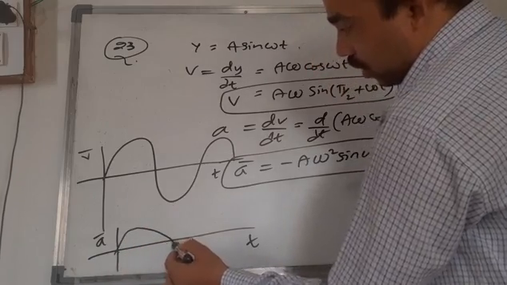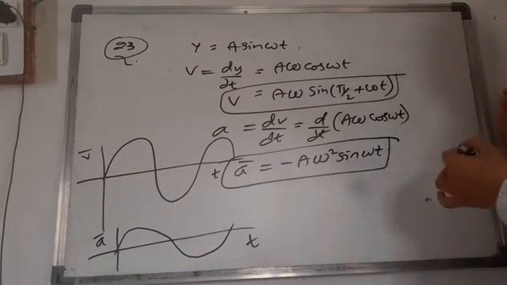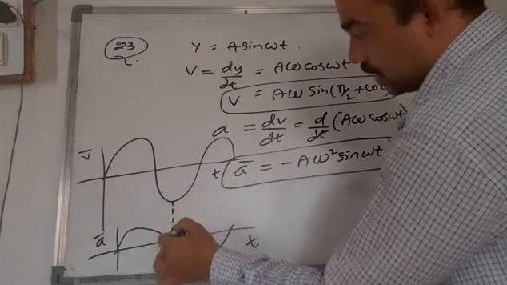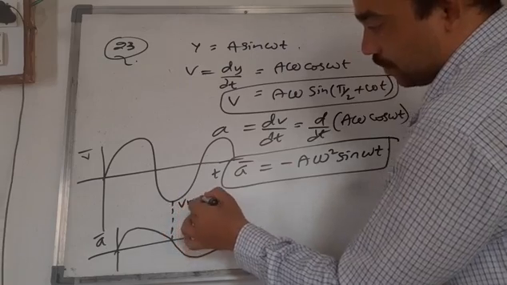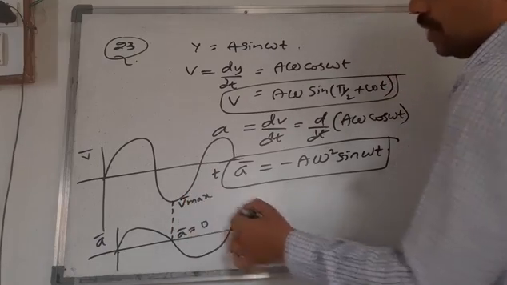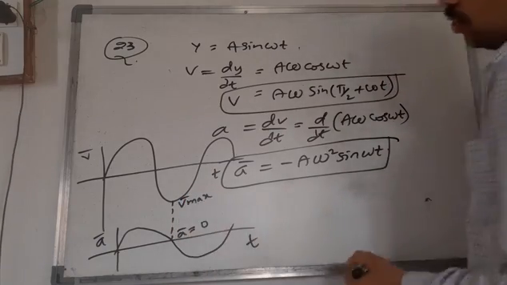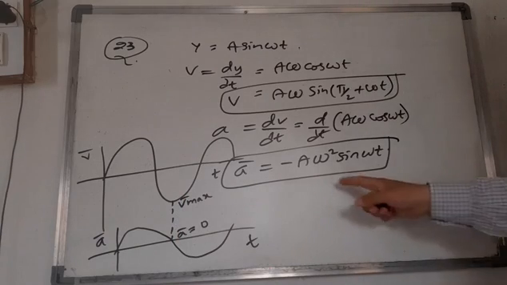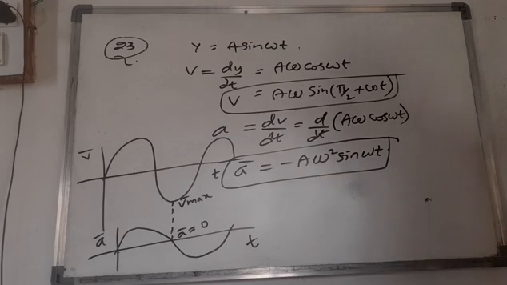Okay. So again like this it will be going. So at 90 degrees, when V is maximum, then A is 0. When V is maximum, A is 0, from this graph we can say. Since they are phased out by 90 degrees, we can say that when V is maximum, A is 0. So this is the thing we learned from this question. Okay. Next question.